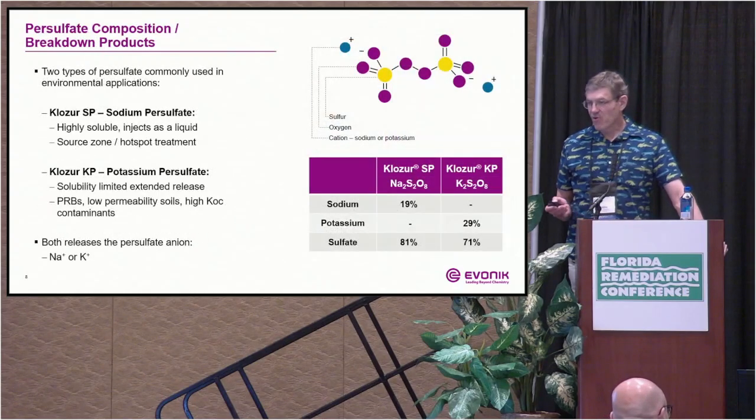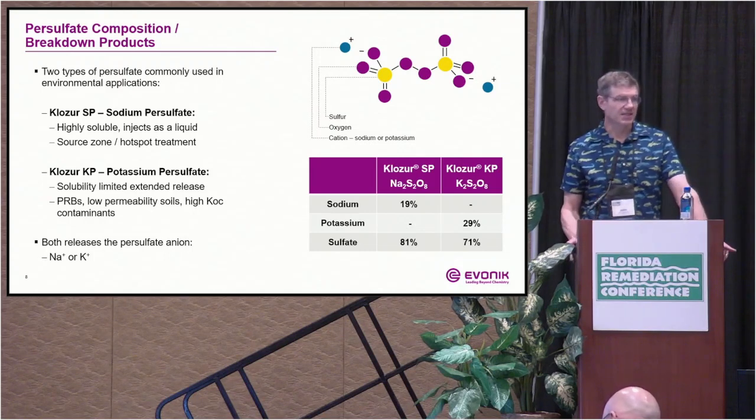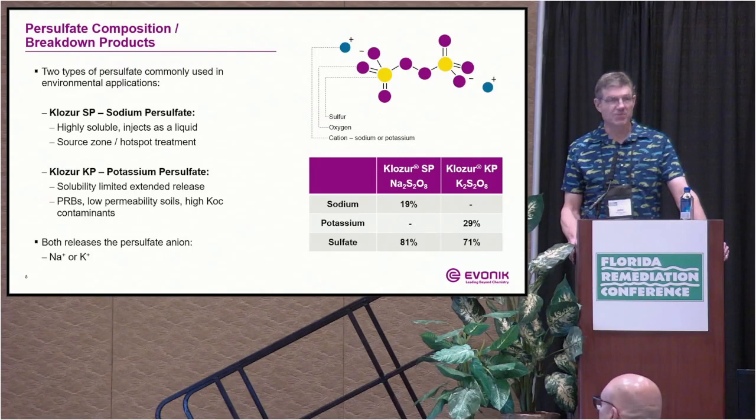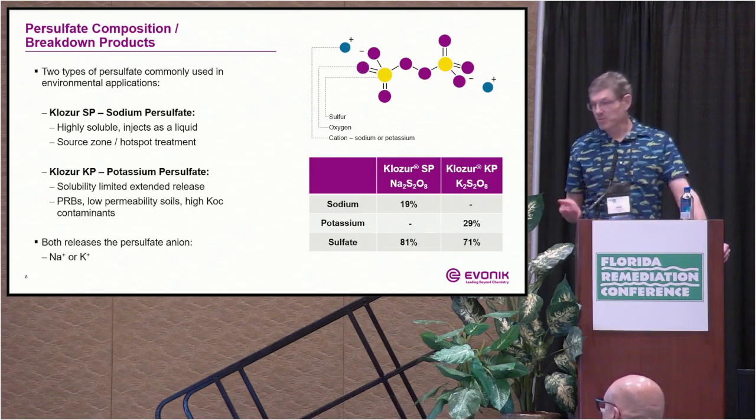Show our molecules again here. Sodium persulfate, it's highly soluble, it injects as a liquid. By highly soluble, I mean like 500 grams per liter, so much like table salt. Potassium persulfate is a fraction of that, like 10%, so like 50 grams per liter, so much, much less soluble. They both release the persulfate anion, of course, and then either sodium or potassium.